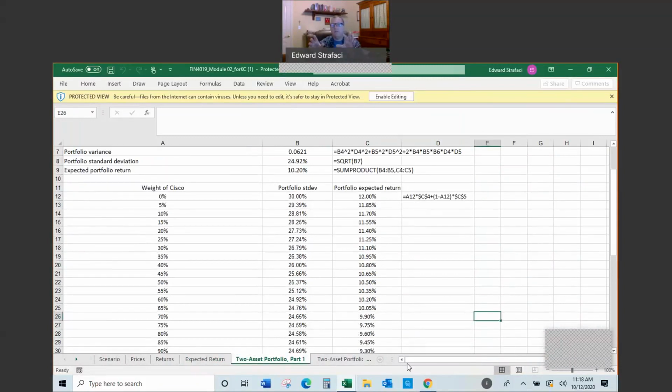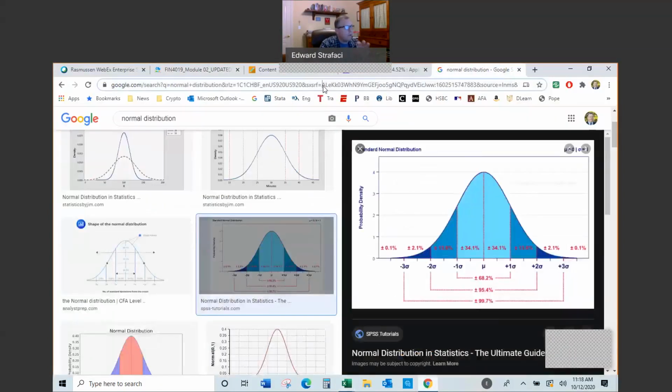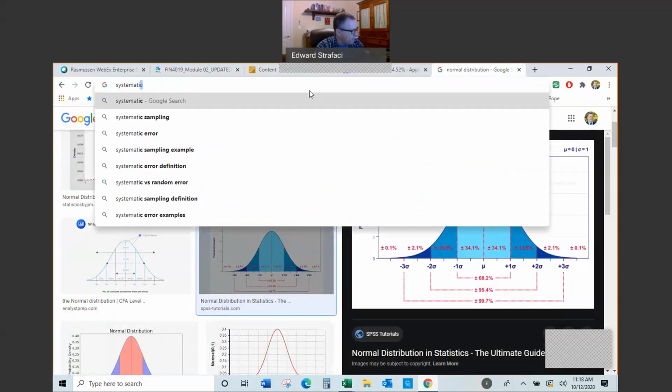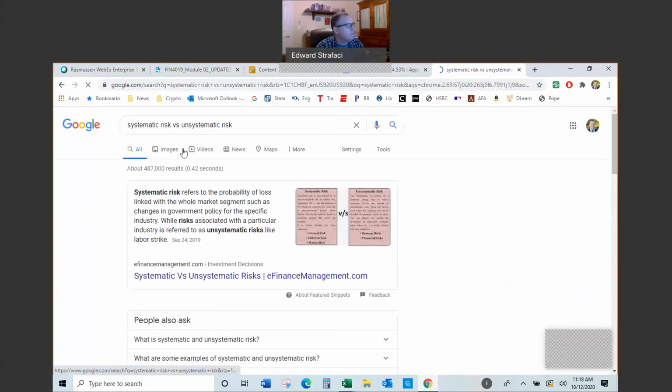That's because in portfolio theory, when we blend more and more risks together, we have two types of risk. We have systematic risk and we have unsystematic risk in every stock. Systematic risk is the risks in the system. Unsystematic risk is the risk for each stock.